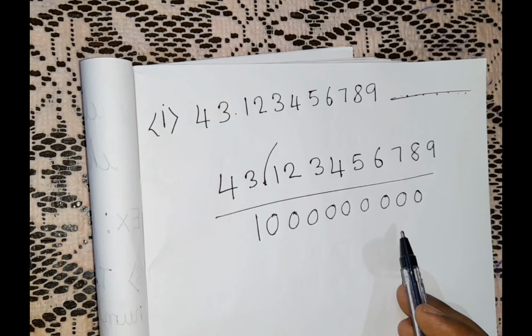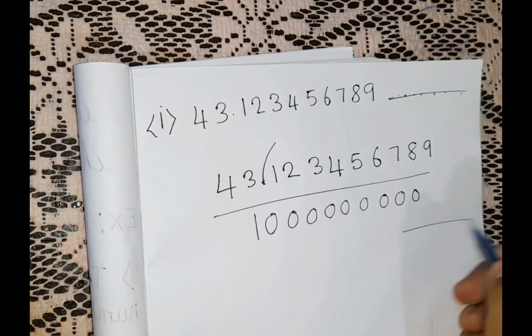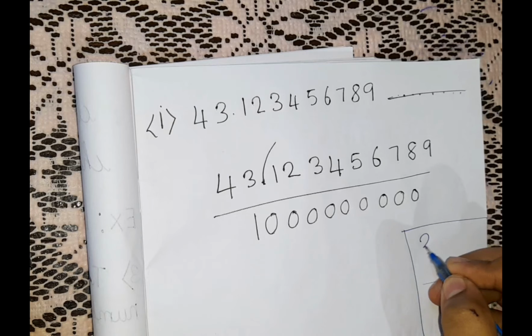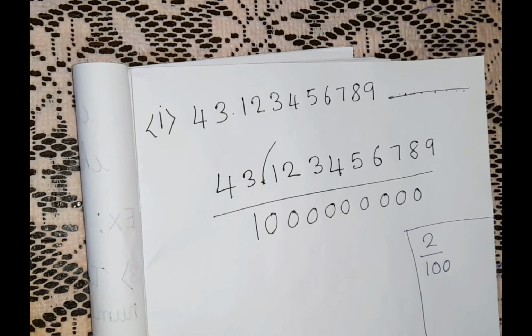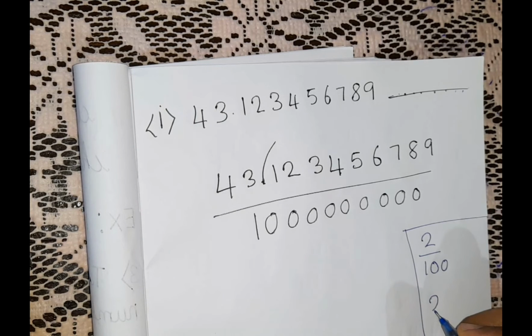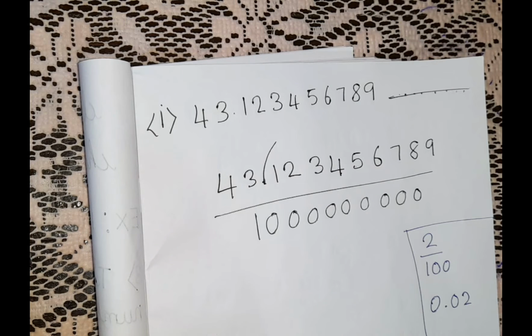You might have confusion in this, so let me explain with an example. Let me take 2 by 100. First, let us write 0.02.